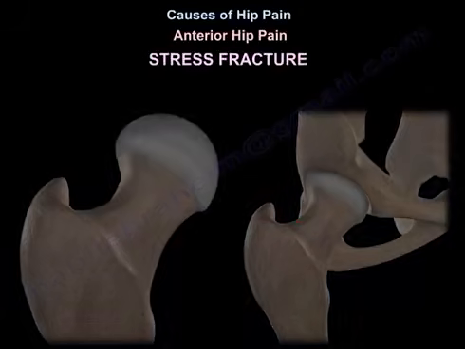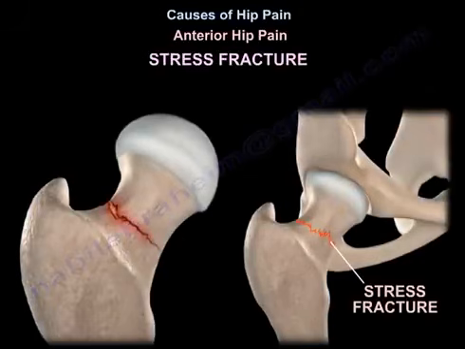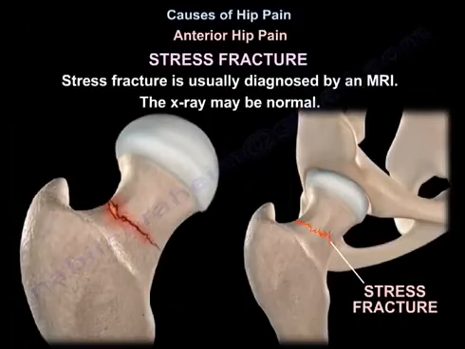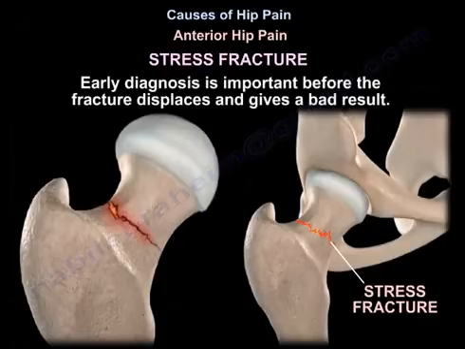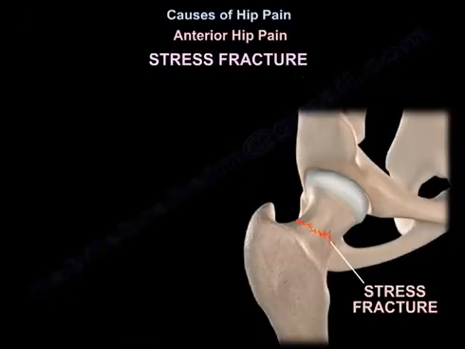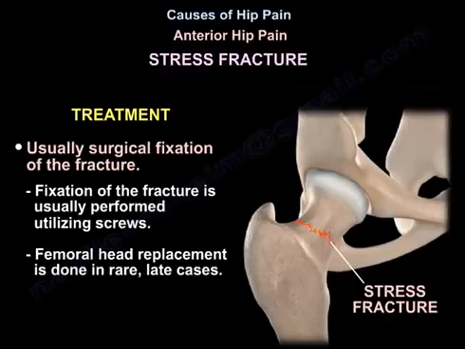Another reason for the anterior hip pain is stress fracture, which is usually diagnosed by an MRI. The X-ray may be normal. Early diagnosis is important before the fracture displaces and gives a bad result. The treatment is usually surgery by fixation of the fracture. Fixation of the fracture is usually performed utilizing screws. Femoral head replacement is done in rare late cases.